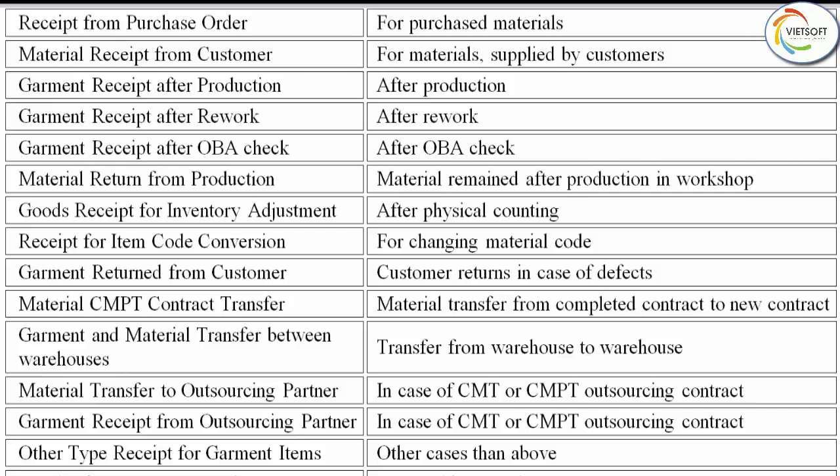Material transfer to outsourcing partner is used for moving materials from your warehouse to the logical warehouse of the outsourcing partner. Garment receipt from outsourcing partner is used to receive completed garment delivered by the outsourcing partner. Other type receipt for garment items is used for accidental receipt, such as opening balance. Receipt for non-garment items is used to receive machines, tools, etc.